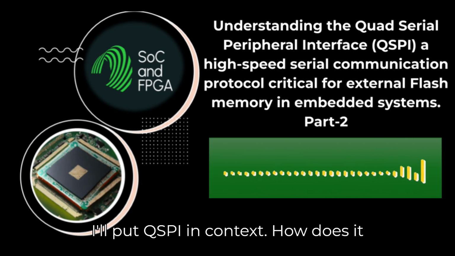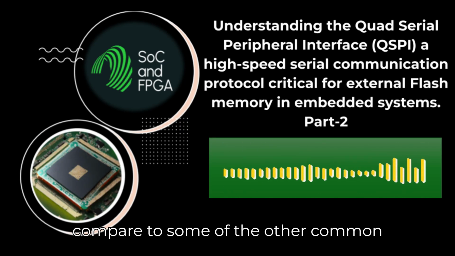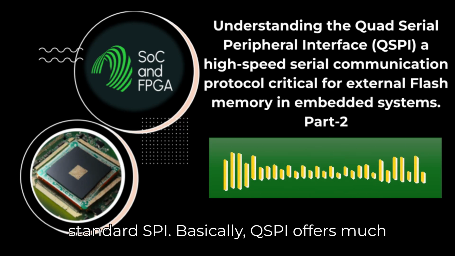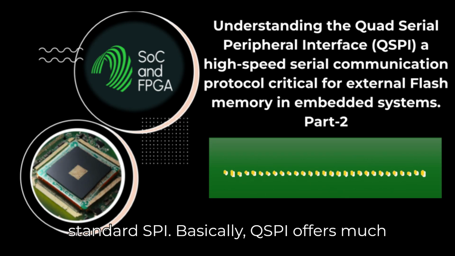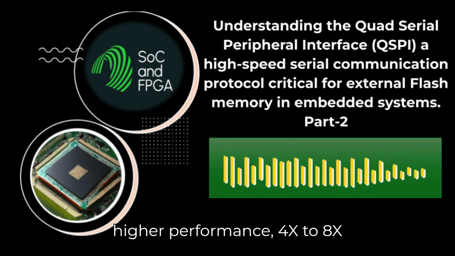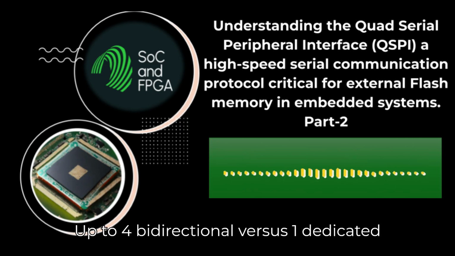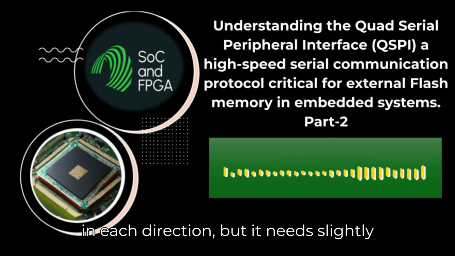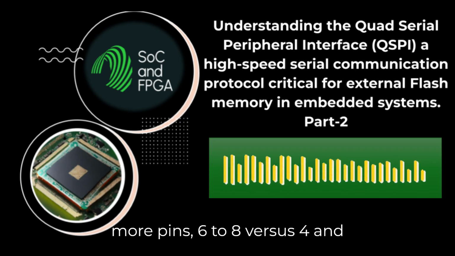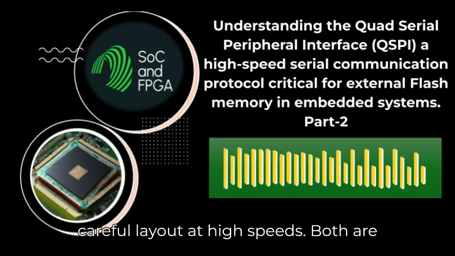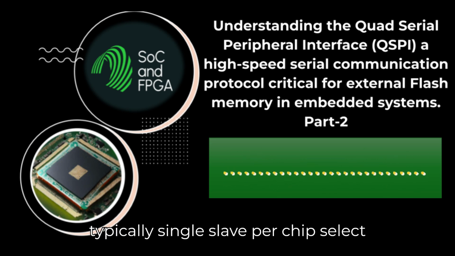Okay, maybe help put QSPI in context. How does it compare to some of the other common interfaces out there? Sure. We already talked quite a bit about QSPI versus standard SPI, basically. QSPI offers much higher performance, 4x to 8x theoretically, by using more data lines, up to 4 bidirectional versus 1 dedicated in each direction. But it needs slightly more pins, 6 to 8 versus 4, and careful layout at high speeds. Both are typically single slave per chip select line.